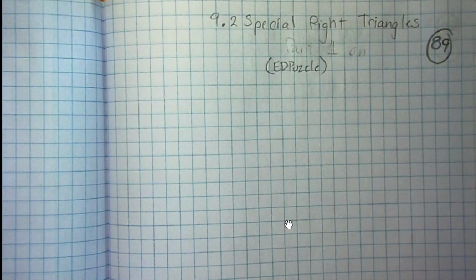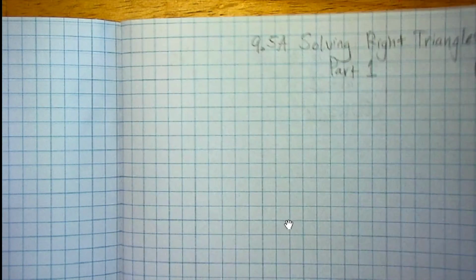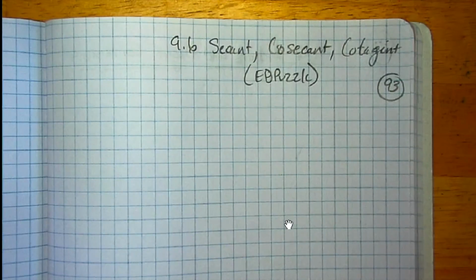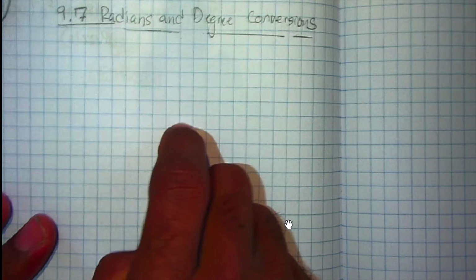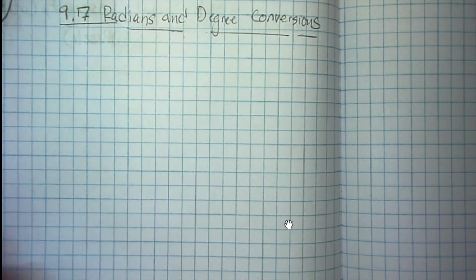Obviously, it's not filled in because Miss Menard did these. Special right triangles, SOHCAHTOA, solving right triangles, part 1. Part 2, secant, cosecant, cotangent. And then today's video that I'm about to do right now, 9.7 radians and degrees conversion.